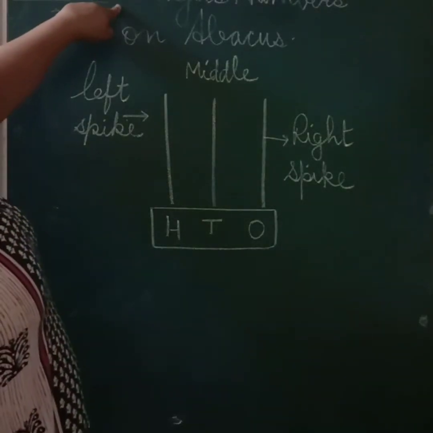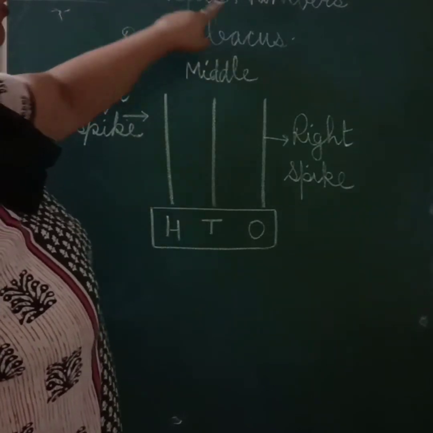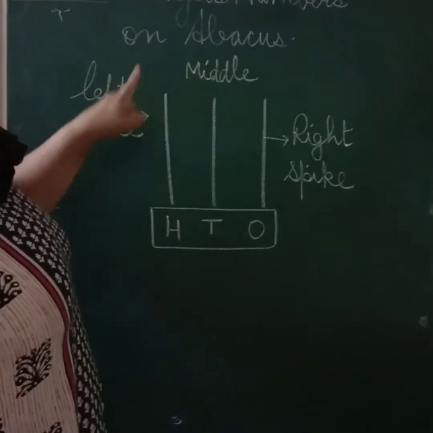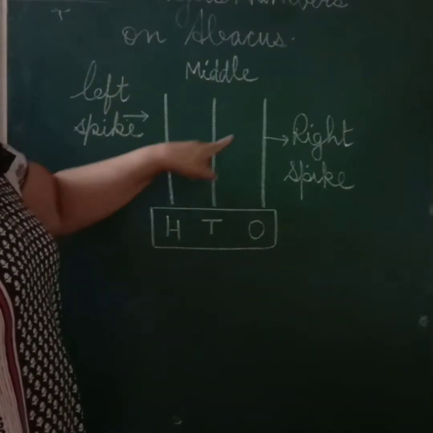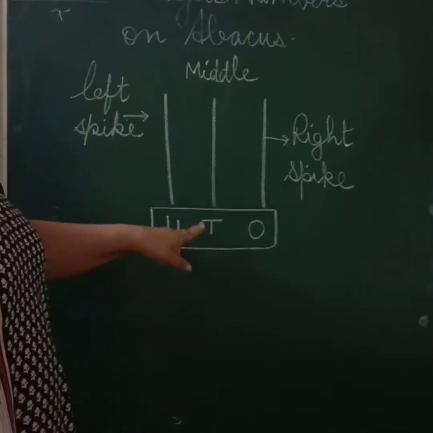So you know the abacus. Abacus is an instrument which has three rods. On the left side we call it left spike, on the right the right spike, and the middle spike. And we always start representing the numbers from ones, then tens, then hundreds, and you have to arrange the beads according to that. Now we are going to represent three-digit numbers on the abacus. So this is left spike, middle spike, right spike: ones, tens, hundreds.